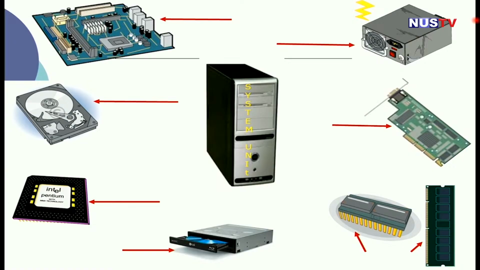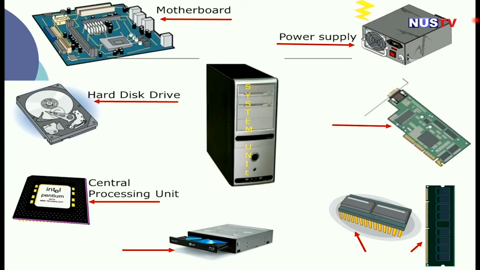First, we have the motherboard. Now we have the power supply, the hard disk drive, CPU or the central processing unit, the CD, DVD drive, sometimes it's called the optical drive, video card or VGA, the main memory, which consists of ROM and RAM.